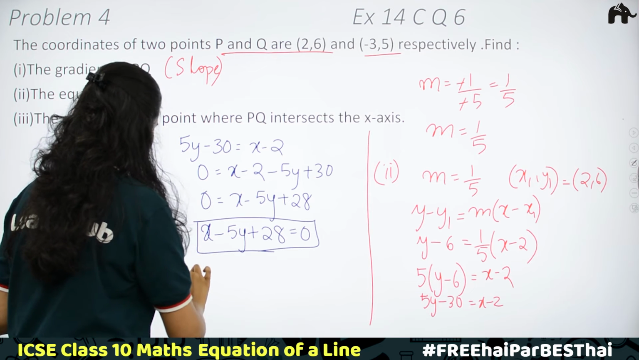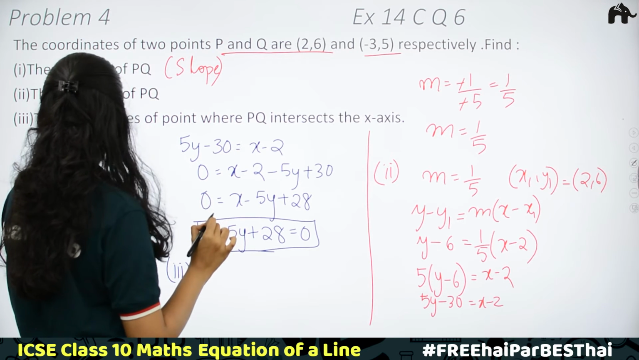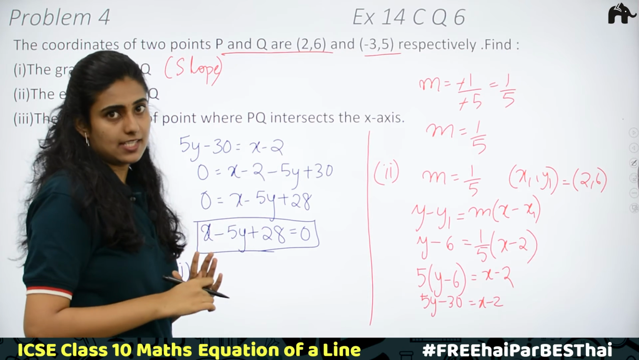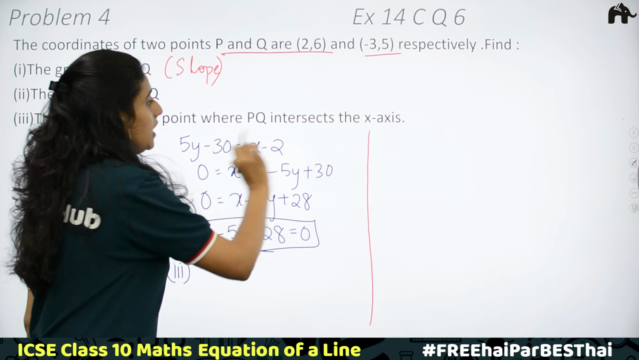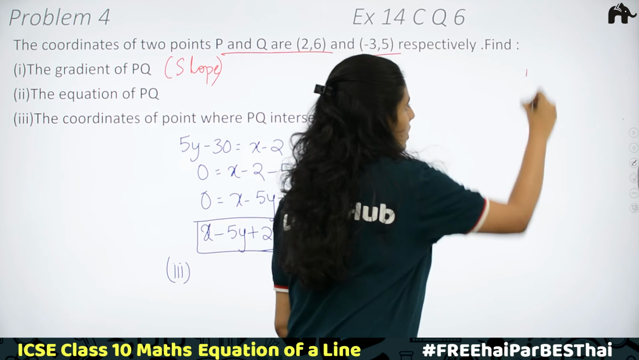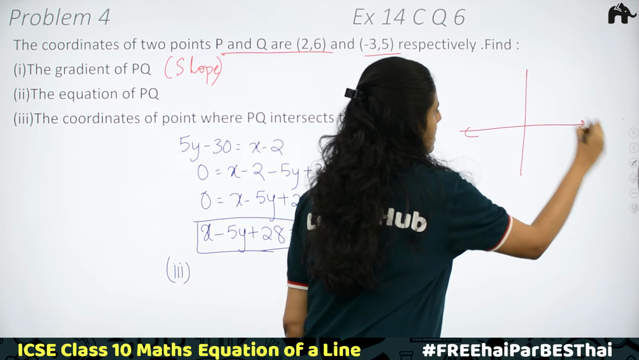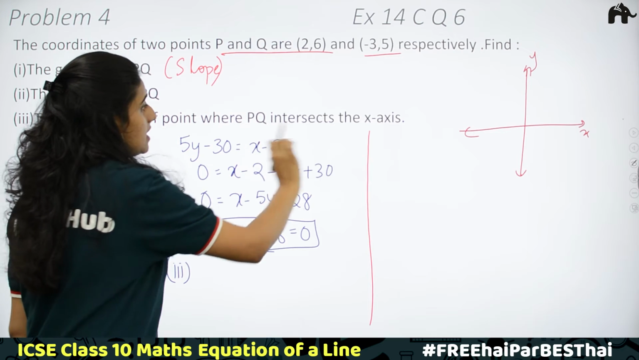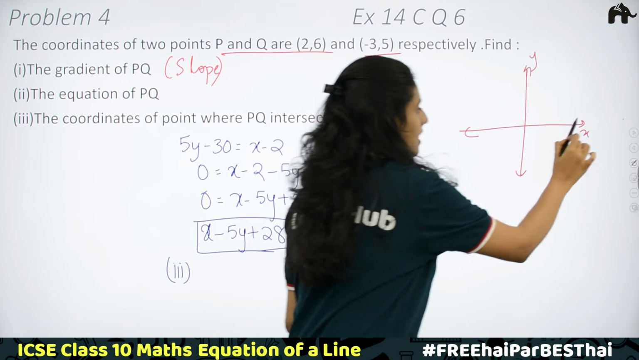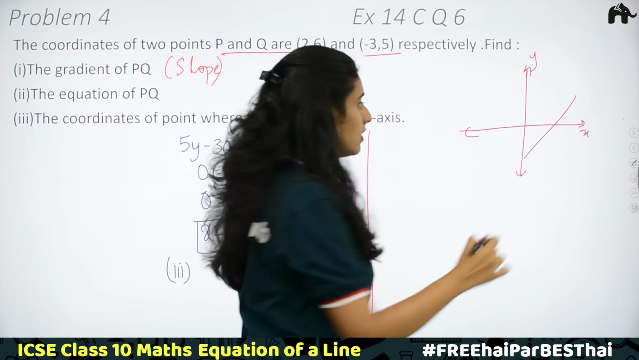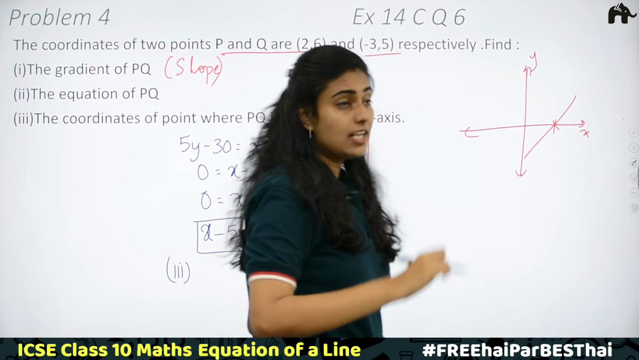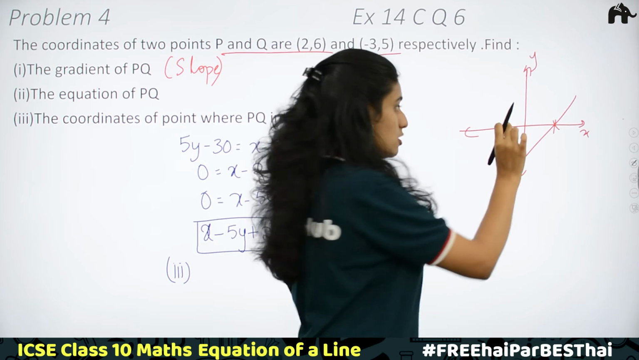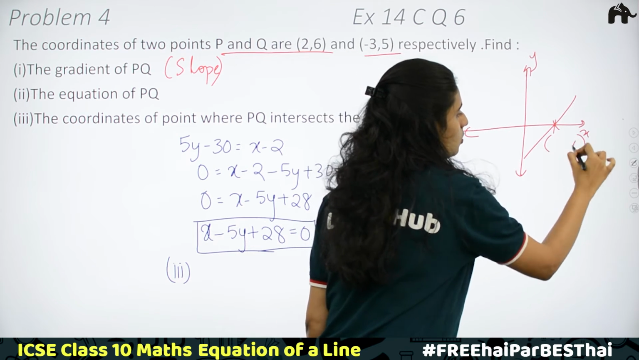And the third one, we need to find the coordinates of the point where PQ intersects the x-axis. To find the point where PQ intersects the x-axis, consider the coordinate axis. Here we have x-axis and here we have y-axis. So, this line passes through a point and it intersects the x-axis. This is the x-axis. So, let us consider the line. Here we have the point where the line intersects the x-axis. So, at this point, we will be having the y-coordinate 0.